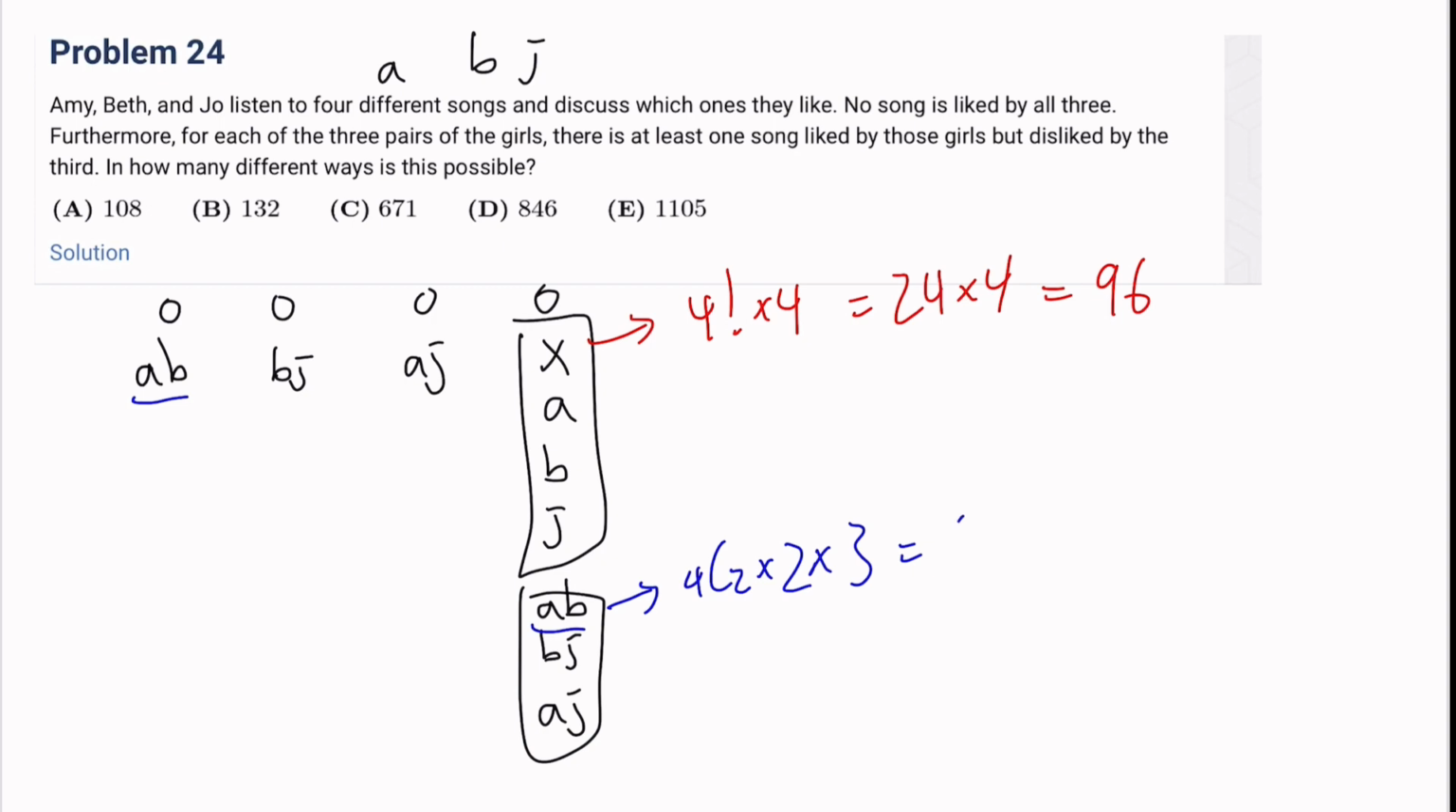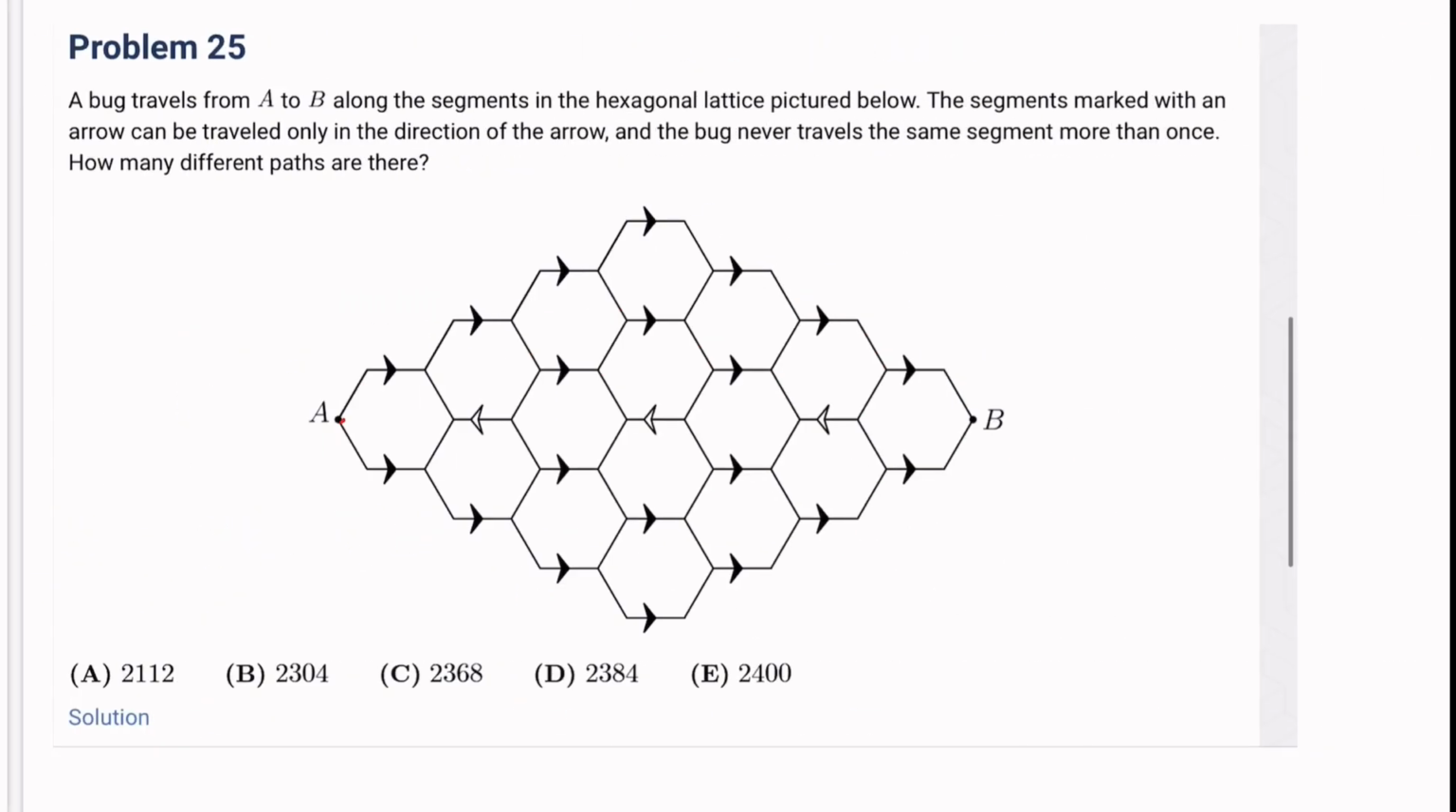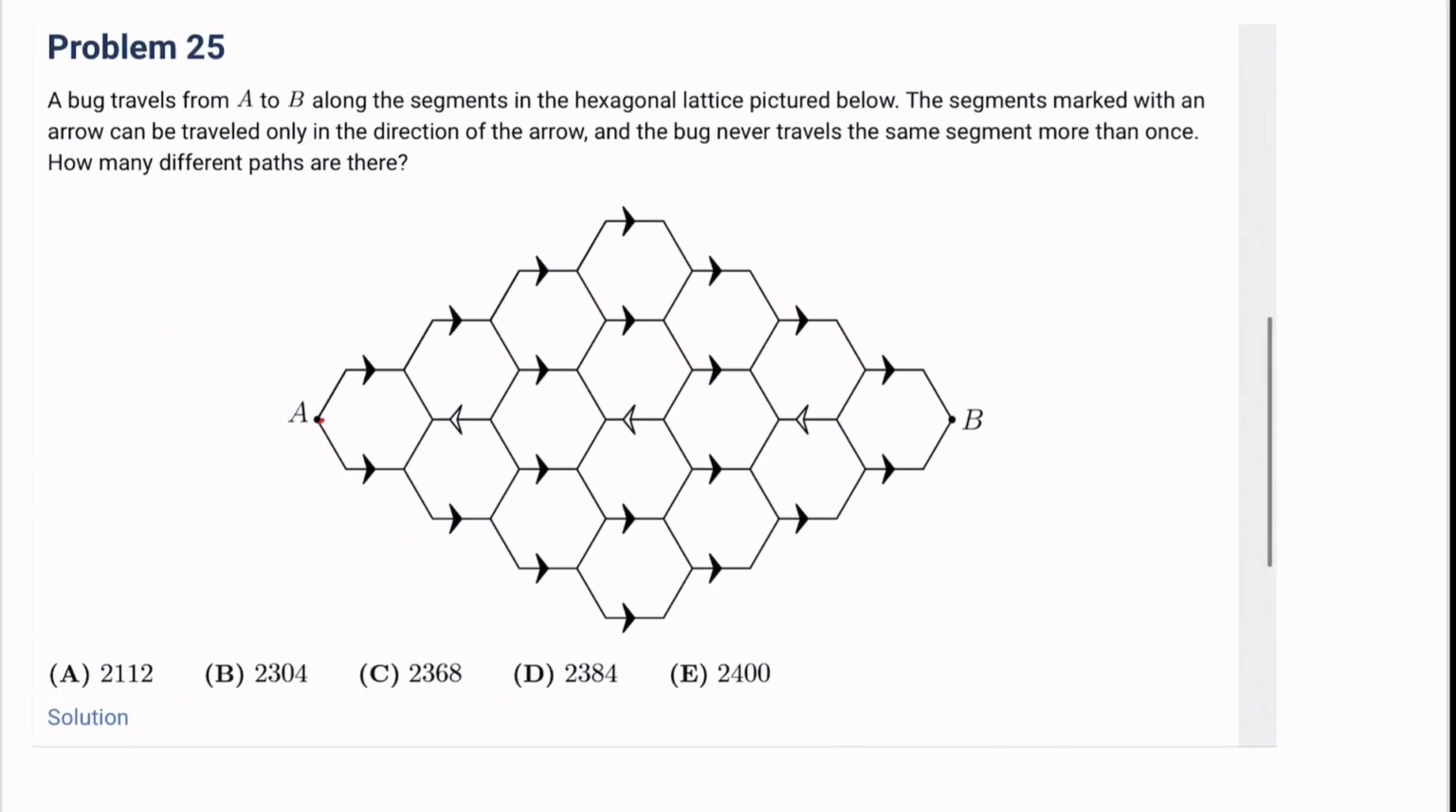This is 4C2, which is 6 times 2 times 3. This is 36. And so if we add them, this will give us 132. So the answer is B. Our last problem. Number 25.